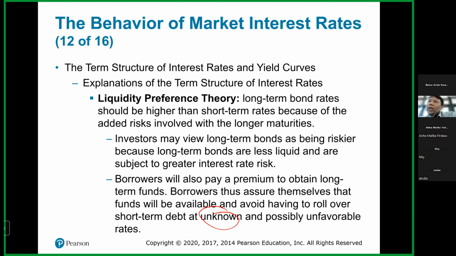So according to the liquidity preference theory, securities with long-term maturities usually have higher risk. That's why they will give you higher yield. Because the higher yield is associated with long-term securities, the yield curve will have an increasing trend.